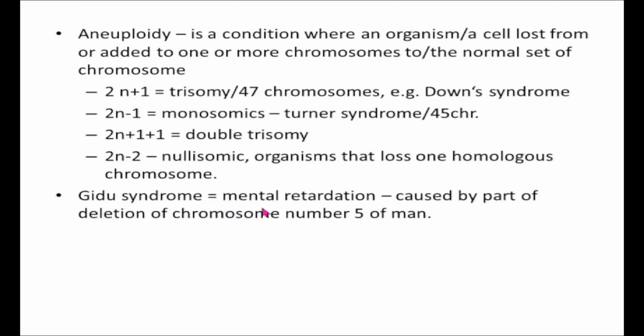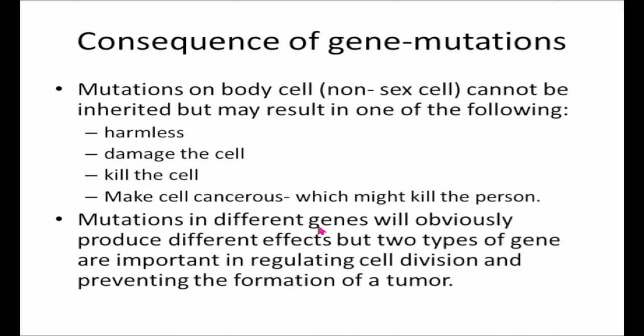Cri-du-chat syndrome is mental retardation caused by partial deletion of chromosome number 5 of man. How many chromosomes are there? 46, 23 pairs. If there is deletion of part of the fifth chromosome, we call it Cri-du-chat syndrome. It will cause that kind of disease, that is mental retardation.